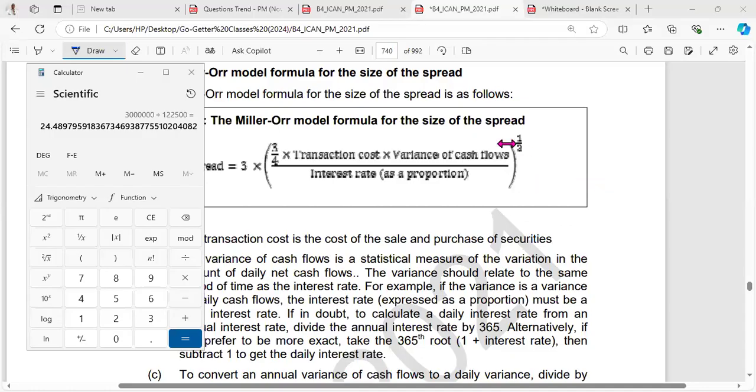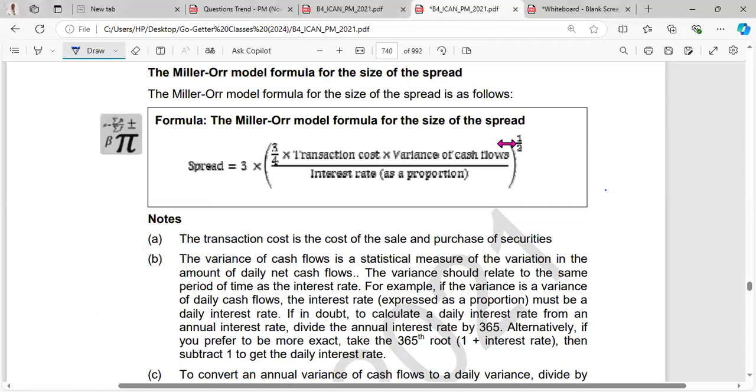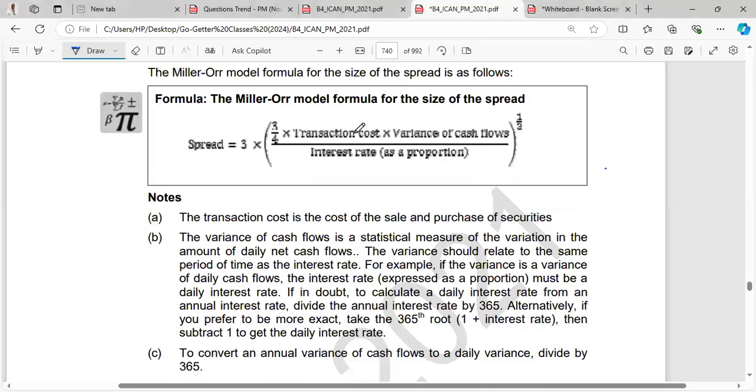Okay, so this is the formula. Now you will need to learn how to use the formula. So what I will tell you to do is to do the bracket first. And after everything, you now multiply by this 3. So your 3 over 4 is just there.